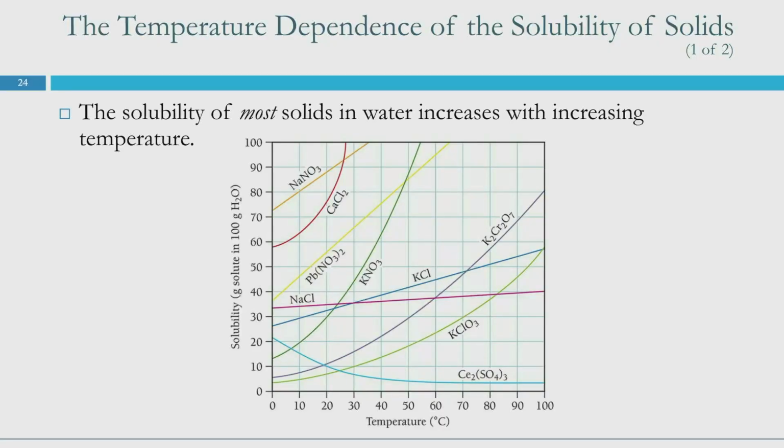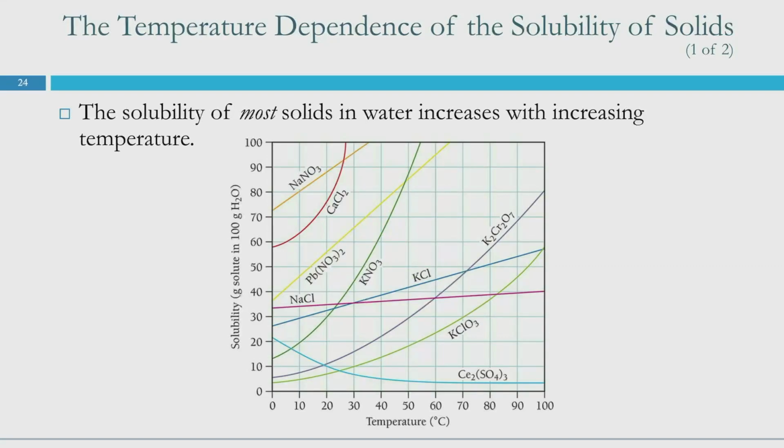All right, look at this graph. The solubility of most solids, not all solids, but most solids, increases with increasing temperature. So on this graph, usually when you're explaining graphs, you have to explain what the axes are. You've seen this before, probably. Our x-axis, temperature. So as we're moving left to right, we're increasing temperature. Our y-axis, we've got solubility as grams solute in 100 grams H2O. As we're moving up the y-axis, we're increasing our solubility.